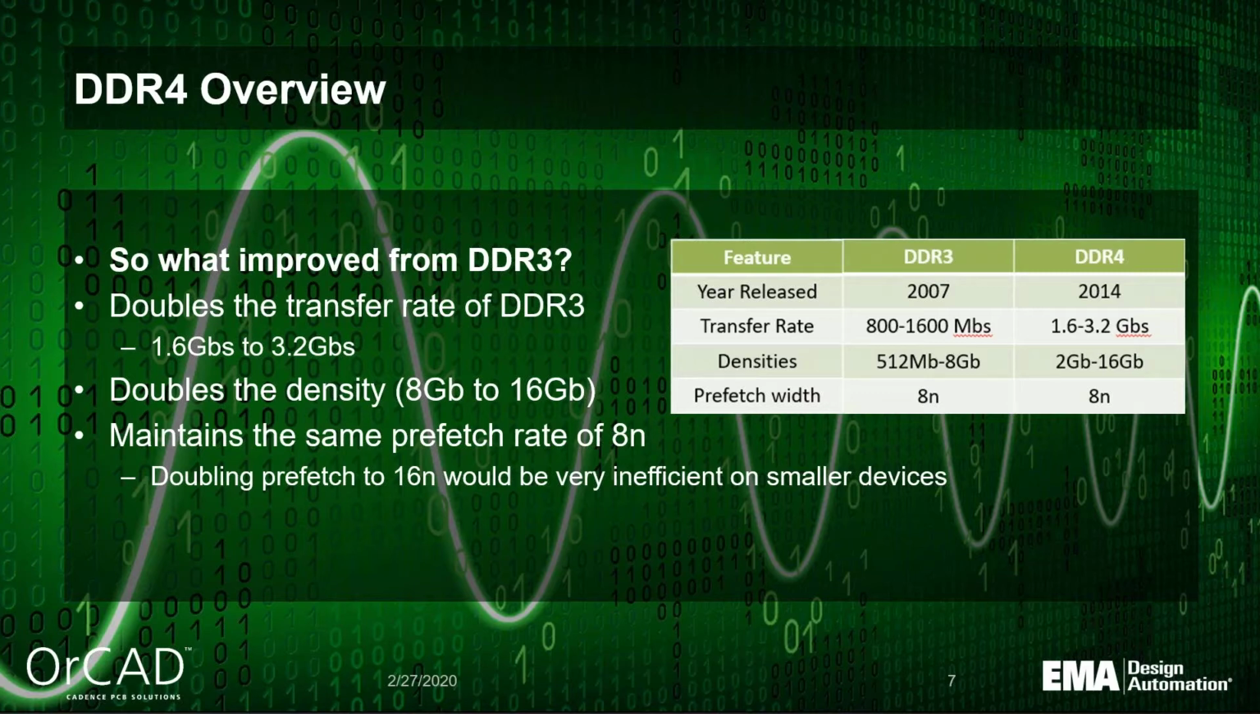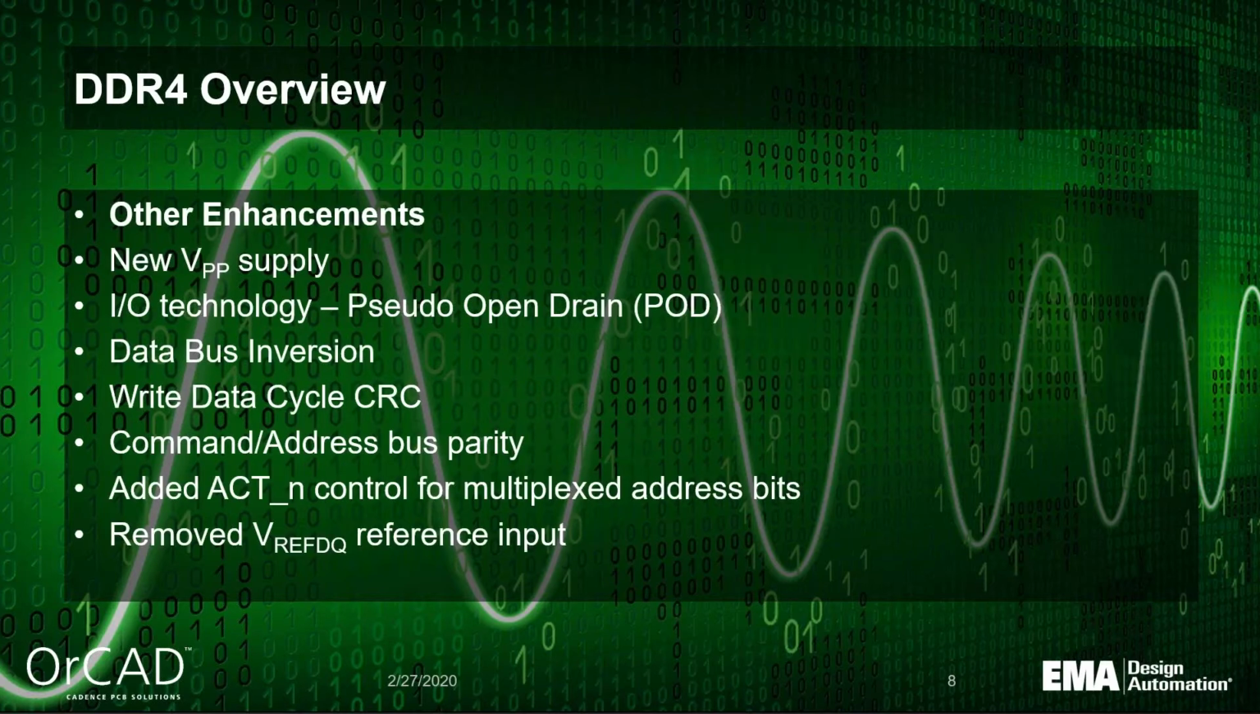But basically, the 1.6 to 3.2 gigabits increase and the density increase requires a bit of technology change in the family to be able to accommodate successful operation for these devices. This is just a summary of the major things that were changed in DDR4. So we'll walk down this list here.